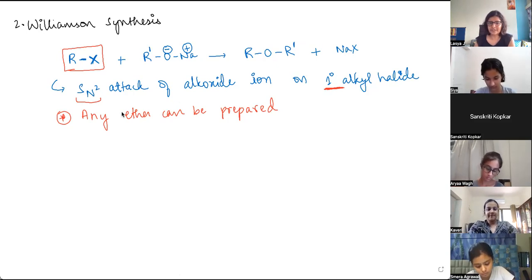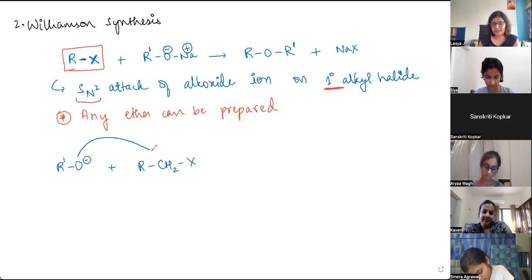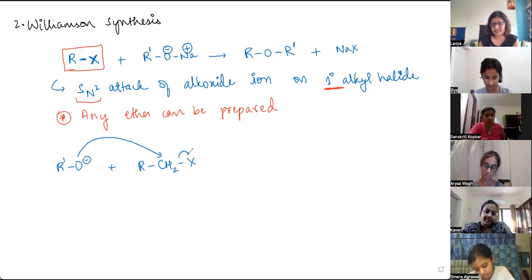The mechanism is the same because we are talking about alkyl halides here. So the sodium alkoxide, this nucleophile O minus, let's say we have RCH2X. This particular thing attacks this as this thing leaves. So you have that intermediate that you associate with SN2.